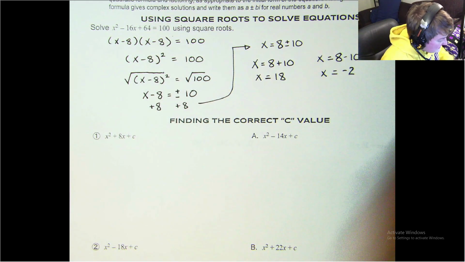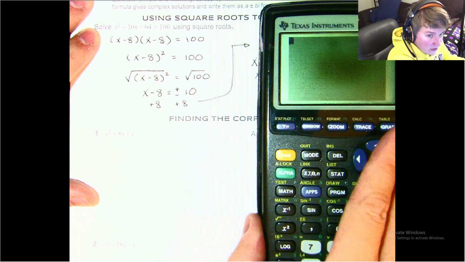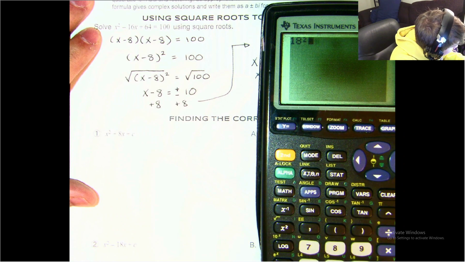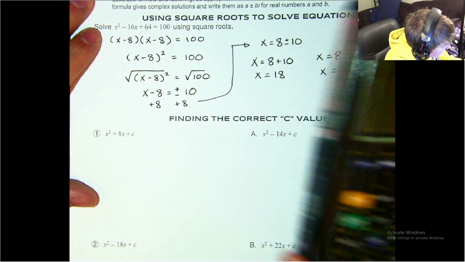Let's make sure that's correct. I'm just going to replace these x values I got. 18 squared minus 16 times 18 plus 64. Well, that's 100. And then the other number I got was negative 2.